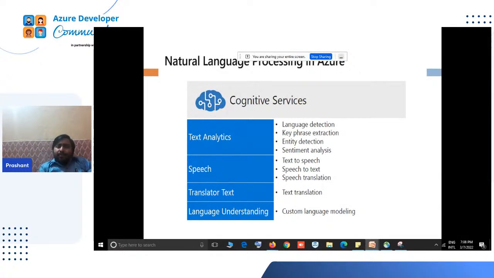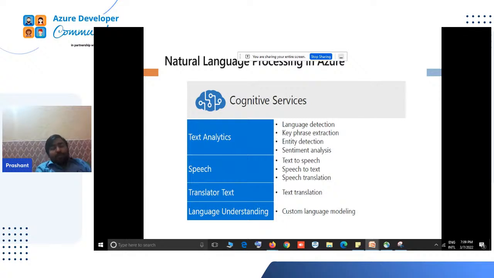Like I said earlier, we had three classes of services: ML, then Azure Cognitive Services, and then the Azure Bot Service. Azure Cognitive Services relate to the NLP related applications of AI. As we can see for text analytics, we can do language detection, key phrase extraction, entity detection, and sentiment analysis. For speech, we can convert text to speech, and speech to text, and we can also do translation of speech. With the translator text, we can translate text. So there is speech translation, text translation, and then there is language understanding.